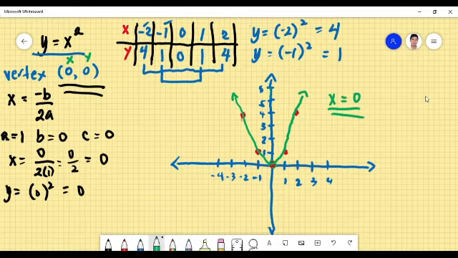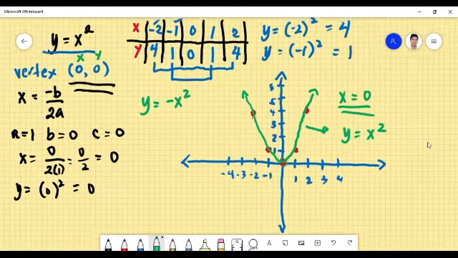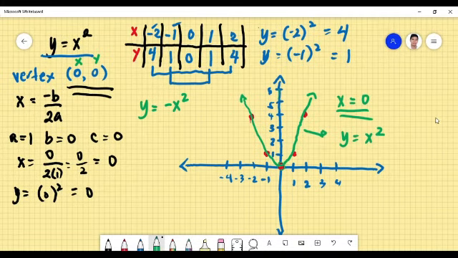So try din natin kapag negative siya. So, we have y equal to negative x squared. So, ito yung graph ng y is equal to positive x squared. So, try natin yung negative x squared. So, ano lang ba yung magiging pagkakaiba niyan dito sa x squared?